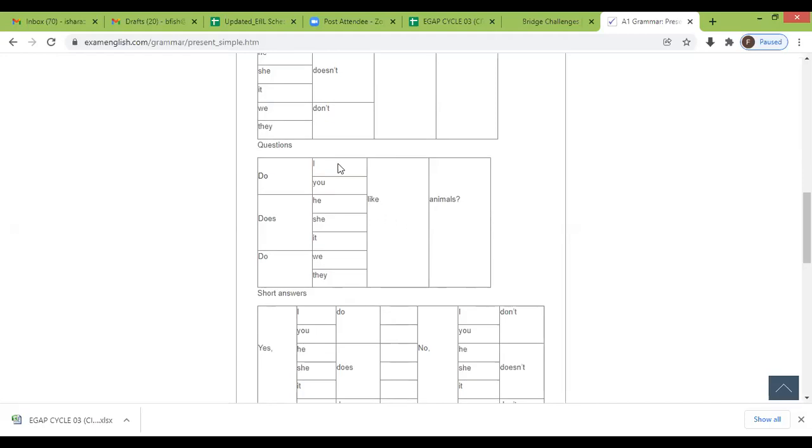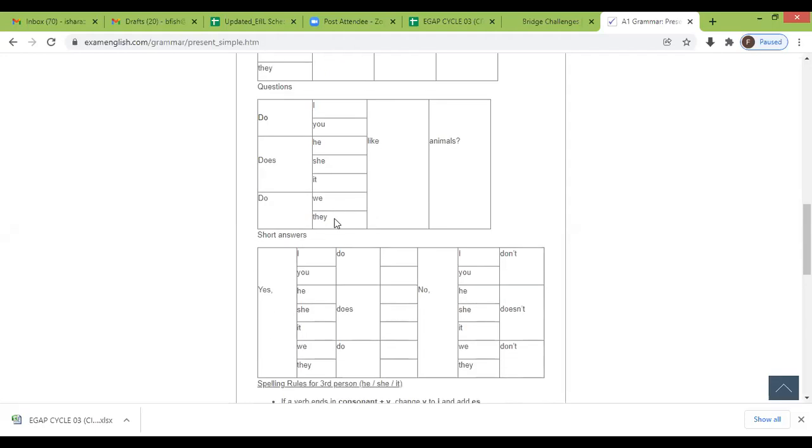Then there's a question form. Again, this is important to you. Do I like animals? Do you like animals? Then for he, she, it, you have to use does when you're making question form. Does he like animals? Does she like animals? Does it like animals? Then again, for plural form, we use do. Do we like animals? Do they like animals? Right?